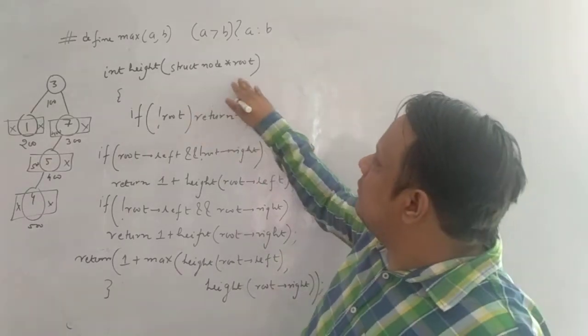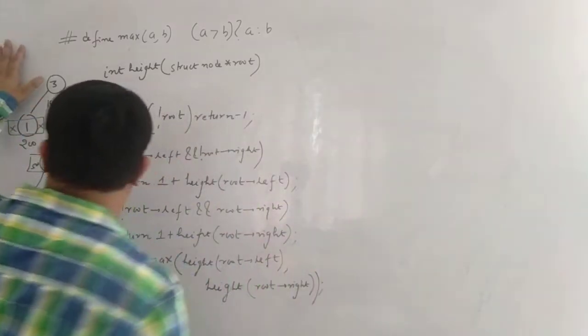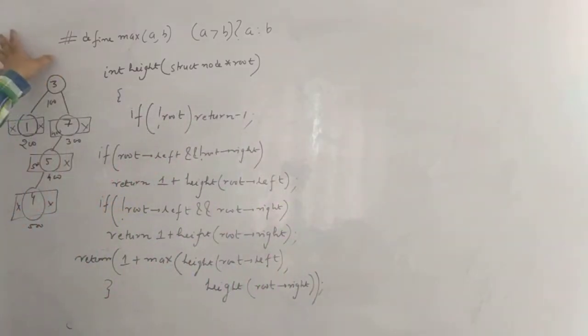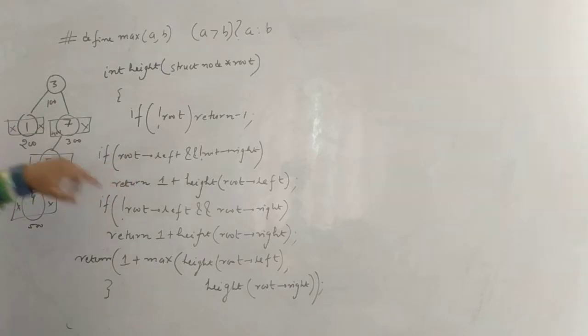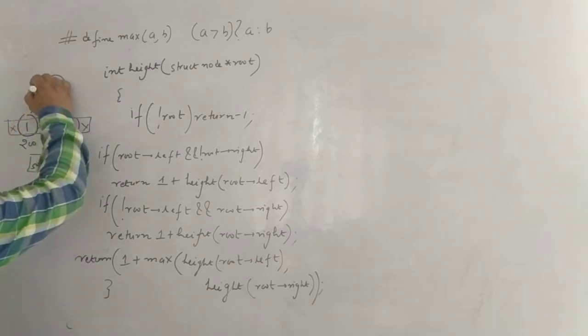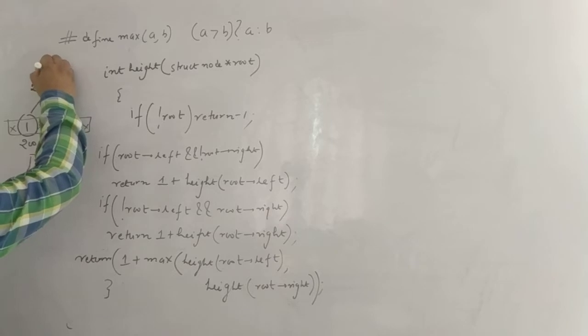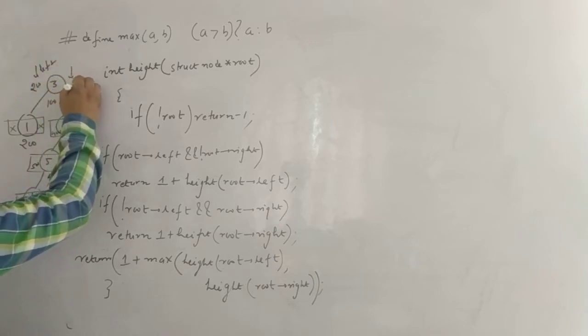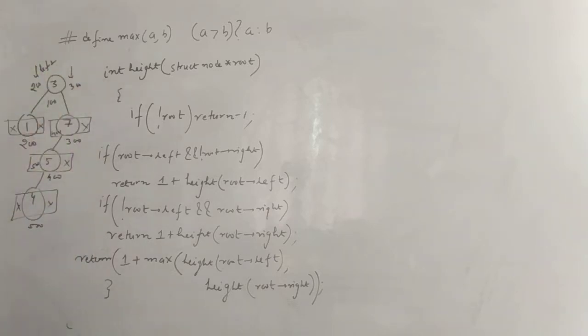In the type struct, the structure is the same. My structure contains three parts basically: info part, left part, right part. Left part will contain the address of the left node, right part will contain the address of the right node. For example, 100: left is 200, so here comes your 200. Left pointer is pointing at 200 and right pointer is pointing at 300. Now if we talk about this node number 1, the left is null and even the right is null. For this node, the left is 400 but right is null. So this is a linked list representation of the tree.